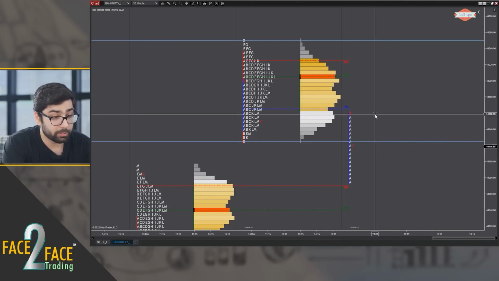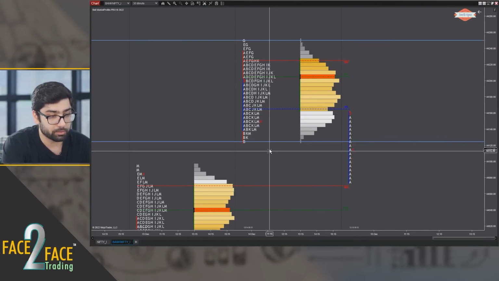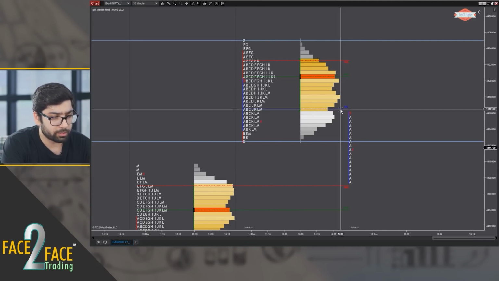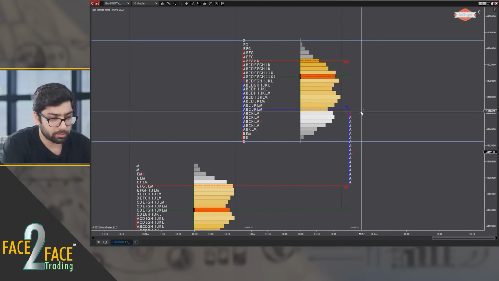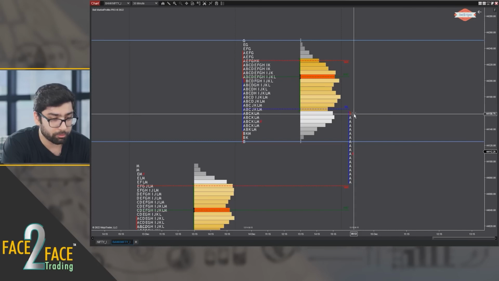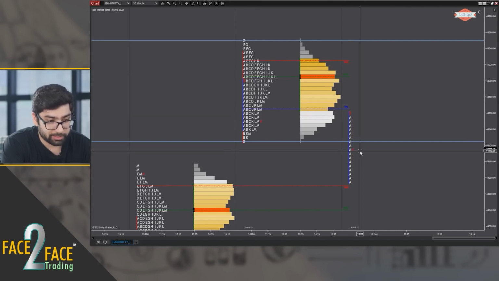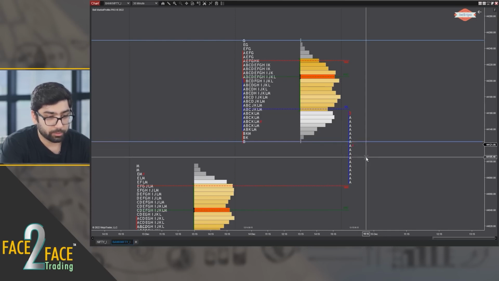So we opened actually within yesterday's range, just below the yesterday's value area low. As you can see, the O here signifies the open for today, and you can see this hash symbol which shows the current market price. So with this software, what the software does is it takes the real-time data feed and it actually plots the market profile charts for you.